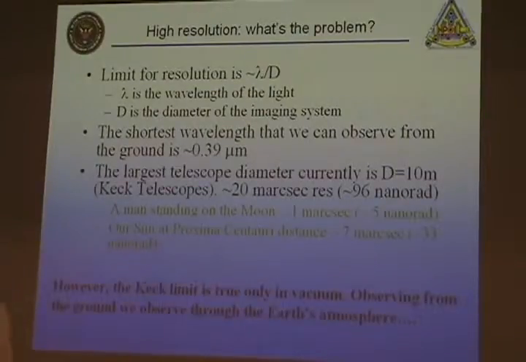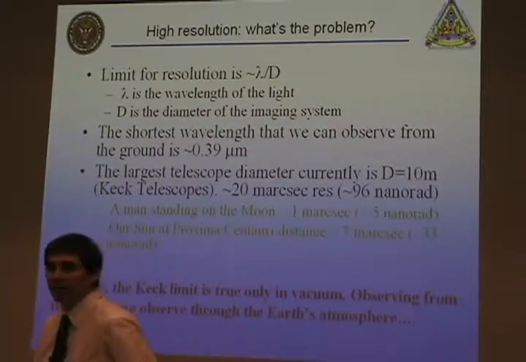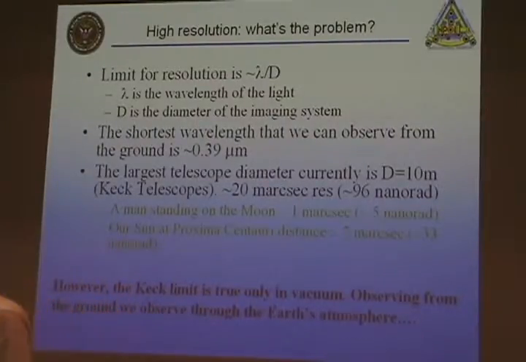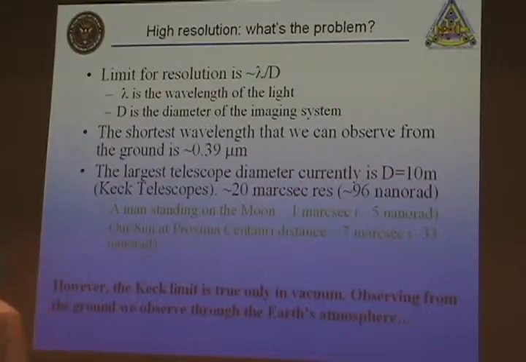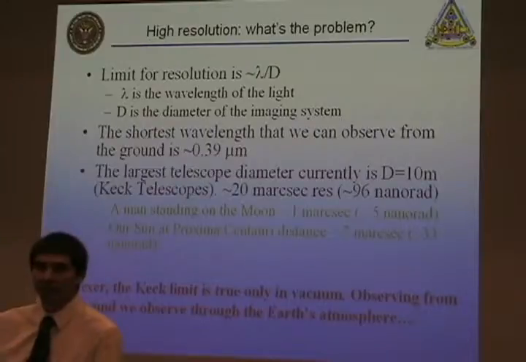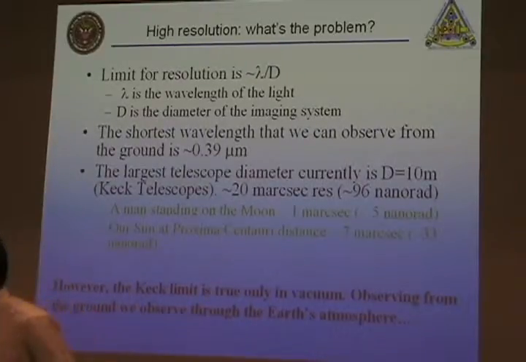But the problem is that this is only true in vacuum. If you wanted to actually get that resolution, the atmosphere is in there introducing aberrations, not letting you get the full resolution of that telescope. So you'd say, well, why do they make telescopes that big? The main reason is that you get more light collection with larger apertures.